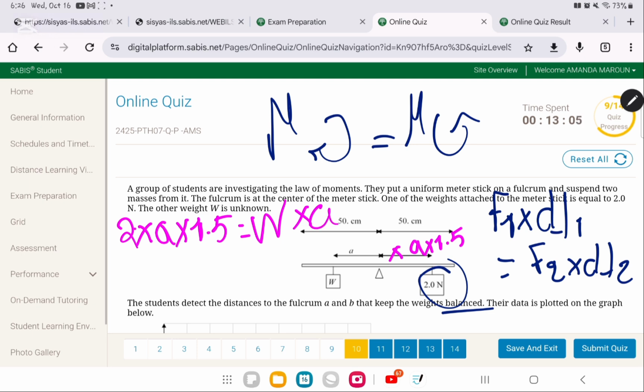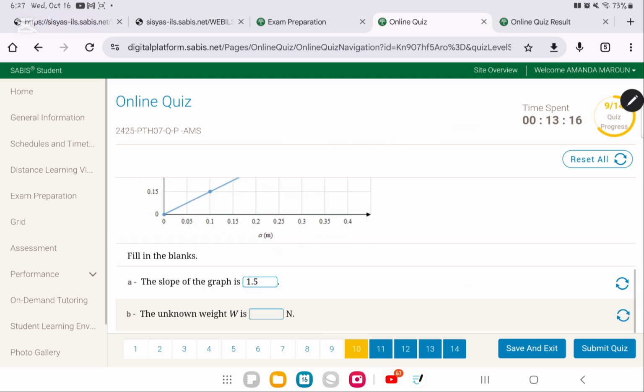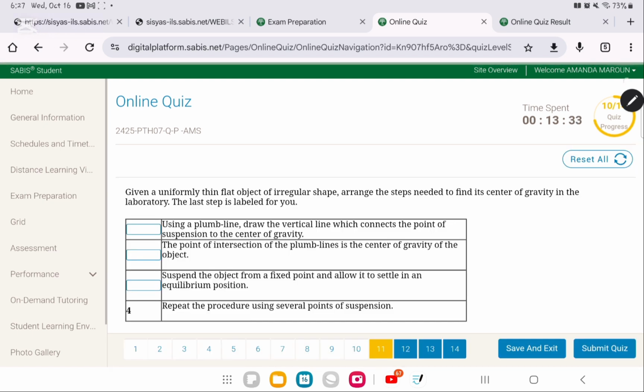We have A on both sides, you can cancel A and A, and so now you have 2 times 1.5 is equal to W. So then W is equal to 3. So if we go down, we know that unknown weight W is equal to 3 newtons. So that is it for question number 10. Now question number 11. This is like the one I explained.